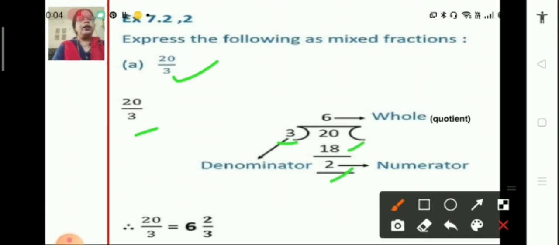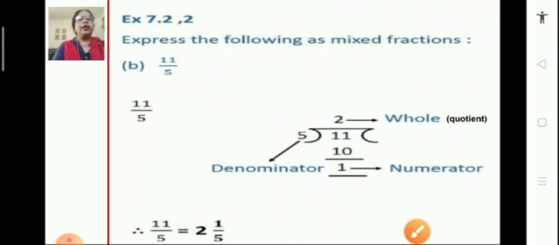So here for the mixed fraction, 6 will be taken as the whole and the remainder will become the numerator, and the divisor becomes the denominator. So the improper fraction 20 upon 3 is expressed as the mixed fraction 6 2 upon 3.